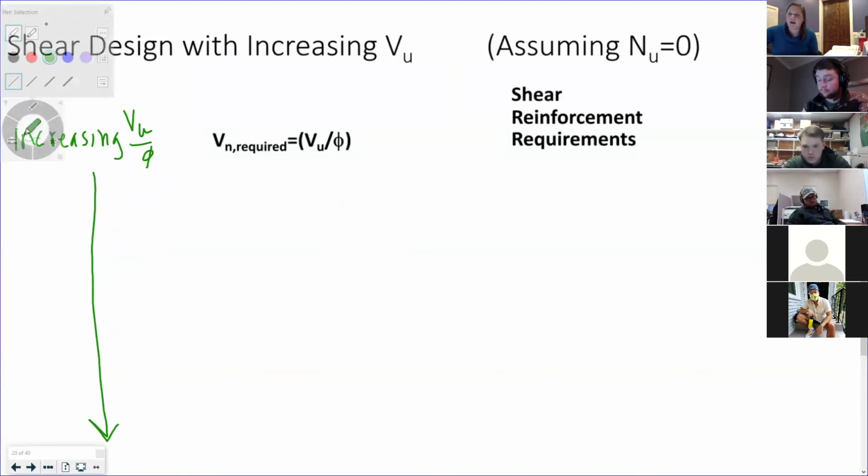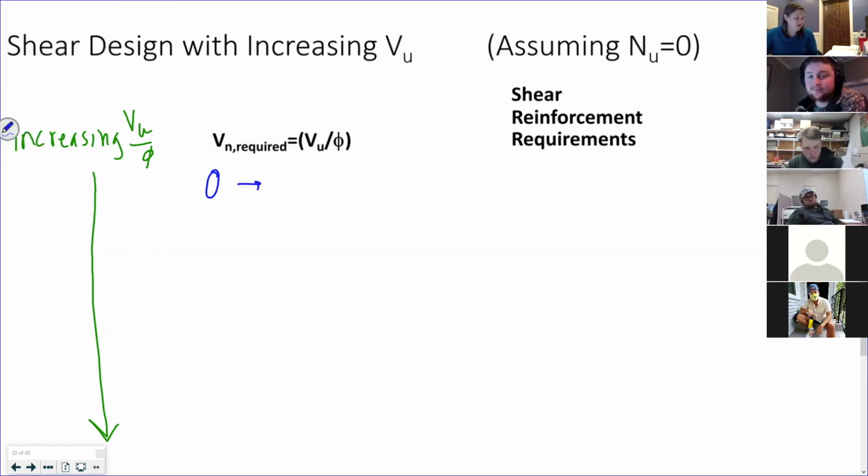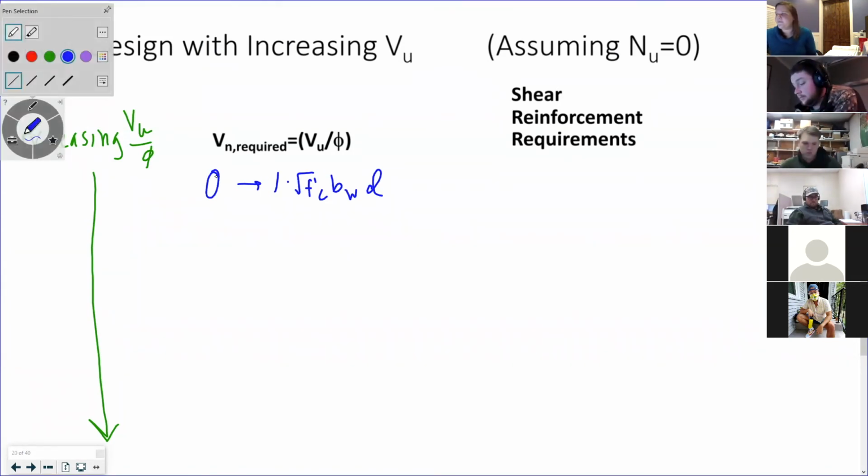If I don't need any shear strength, if my VU is 0, up until my VN is 1 times the square root f prime c bw d, then I don't need any shear reinforcement. That's what that Av min just told me.